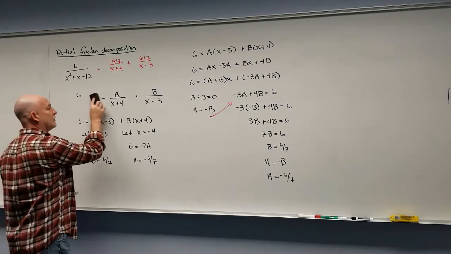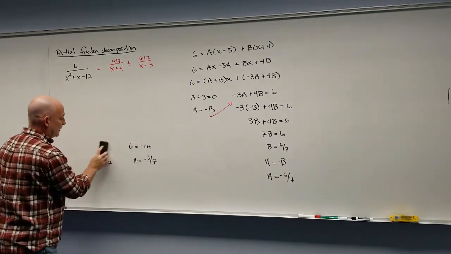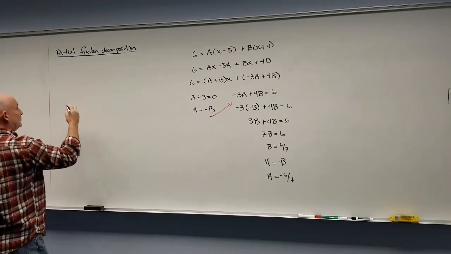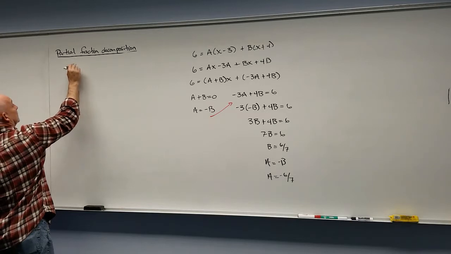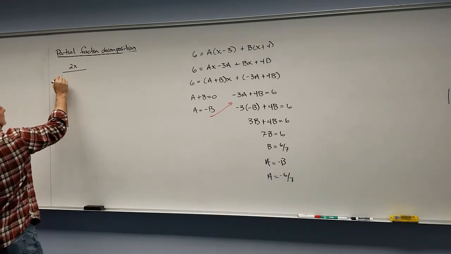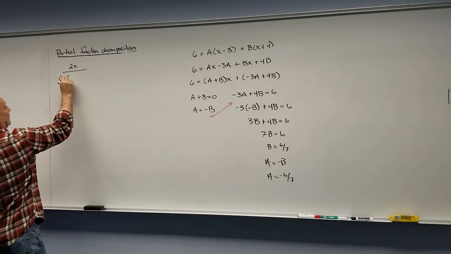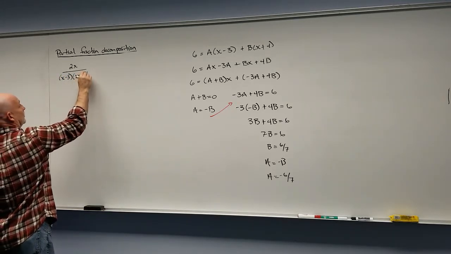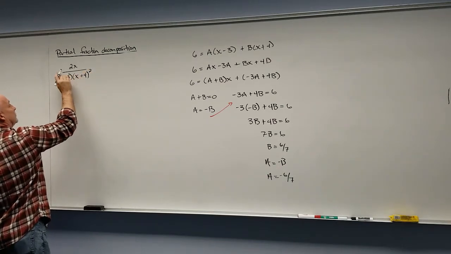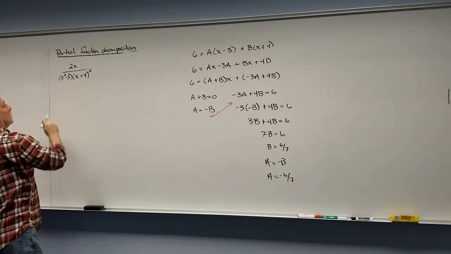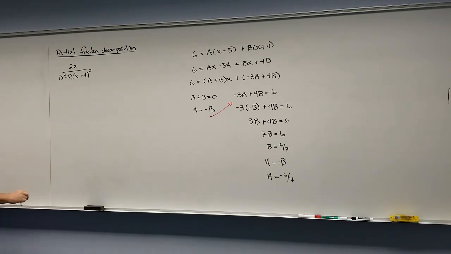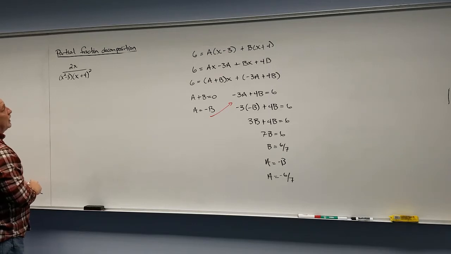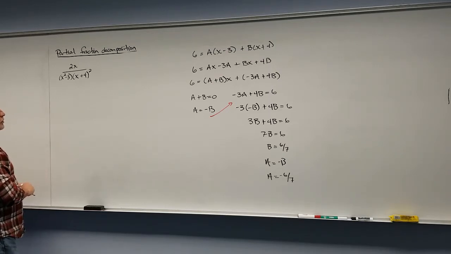So let's take a look at another example where the denominator is more complicated and what we're going to have to do with it. So let's say we have 2x over x minus 4 squared. All right, I'm going to change this just a little bit. Okay, so a much more complicated denominator. We have x squared minus 3 times x plus 4 quantity squared.